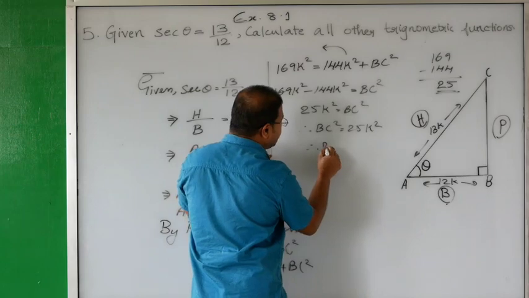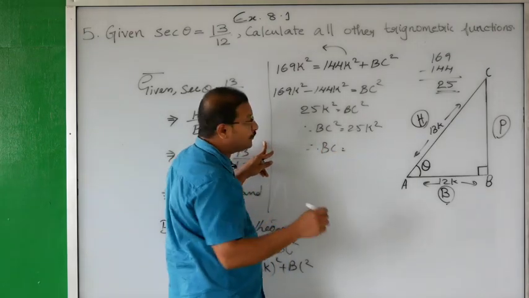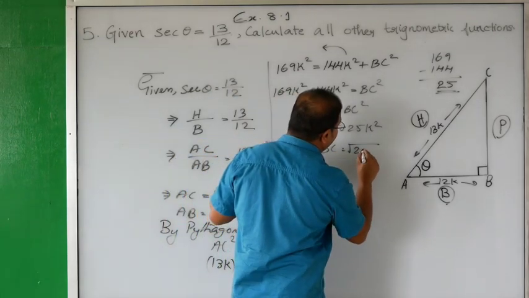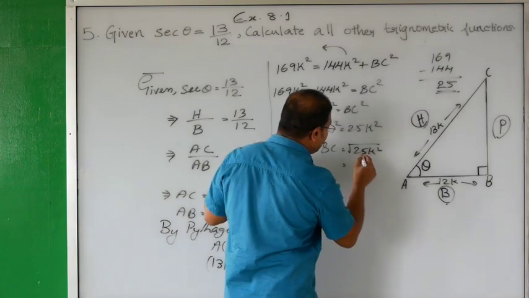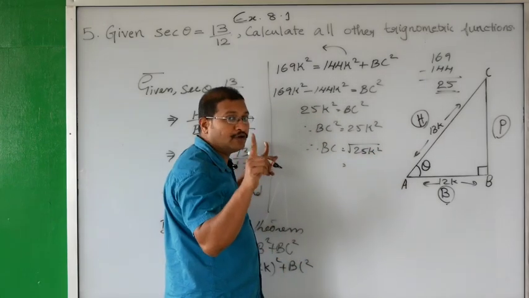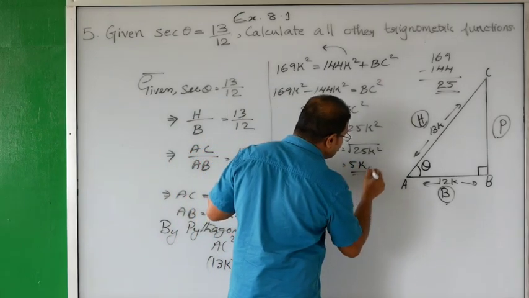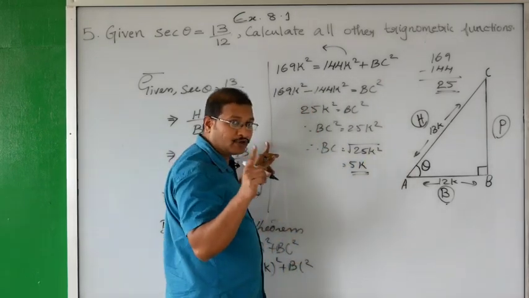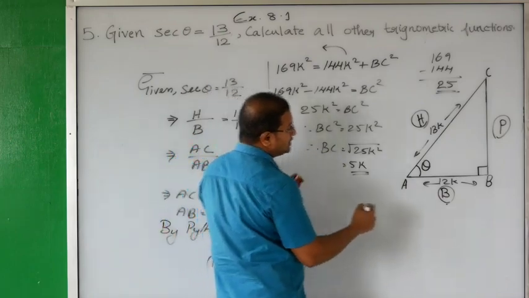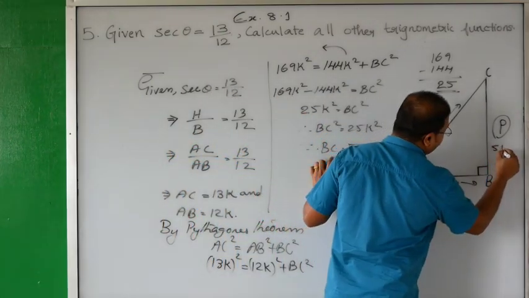So if you want BC, what you'll do? Square root of 25k square. Square root of 25, 5, 5 is 25. That means square root of 25 is 5. 5k. Square root of k square is k. We got it now. BC is 5k.